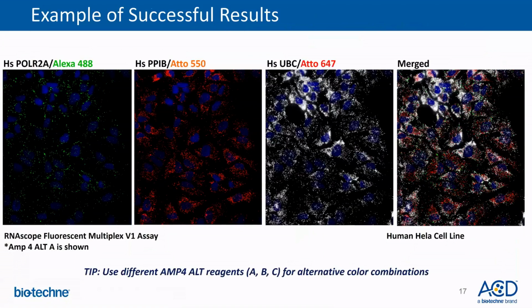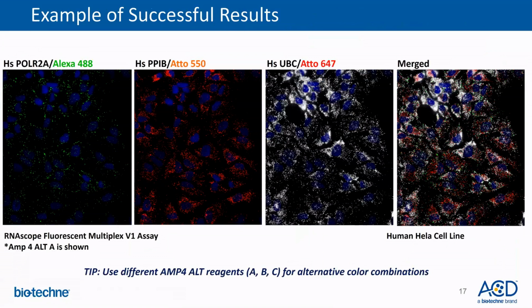Here is an example of a successful 3-plex staining using the V1 assay for the human HeLa cell line. Shown here are three different housekeeping genes: POLR2A, PPIB, and UBC.